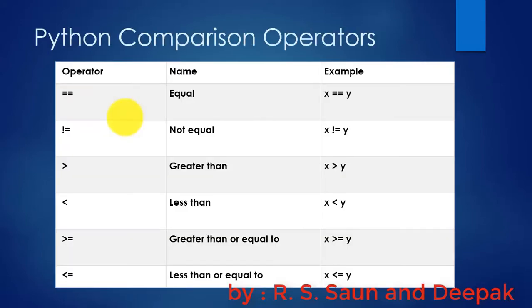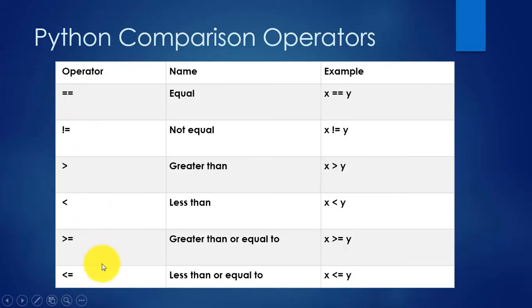So what are relational operators or comparison operators? As the name suggests, relational operators determine the relation amongst different operands. For example, in Python we have six relational operators: equals to for equality, not equals to for a value that is not equal, greater than, less than, greater than equals to, and less than equals to. The result of these operators is a boolean value, depending upon whether the comparison is true or false.